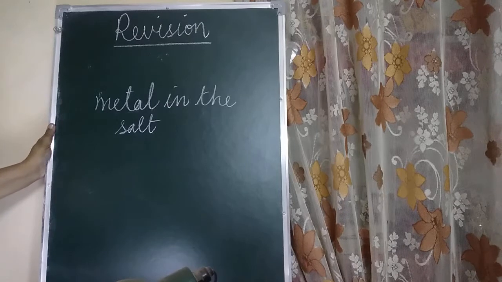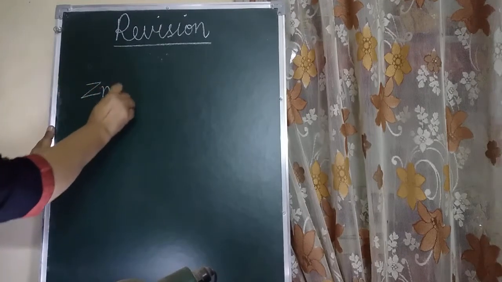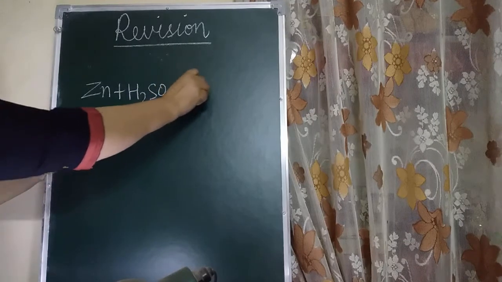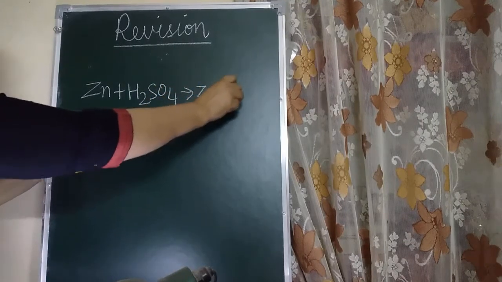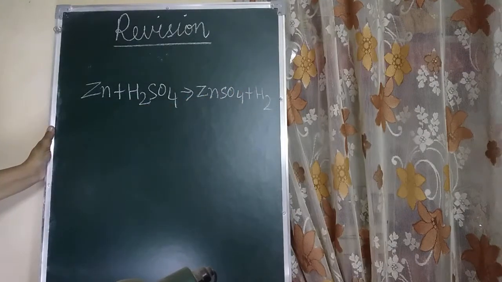Fine, children. Now write word equations and chemical equations for the following reactions, children. So let us do the first reaction, the reaction of zinc with sulfuric acid. Okay, so it is zinc sulfate, ZnSO4, plus hydrogen, H2.